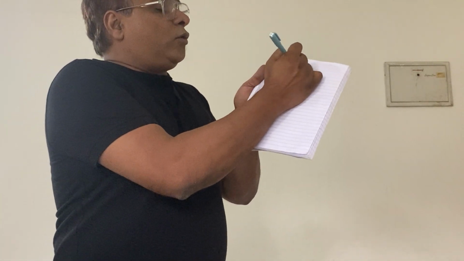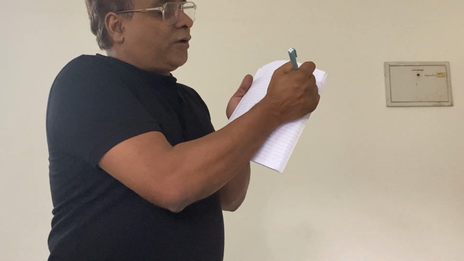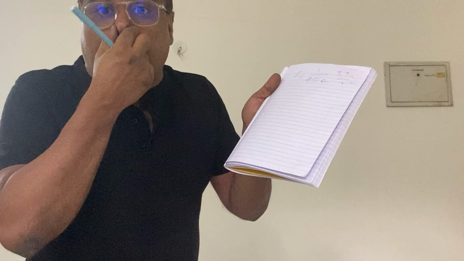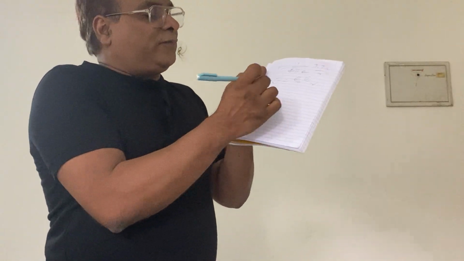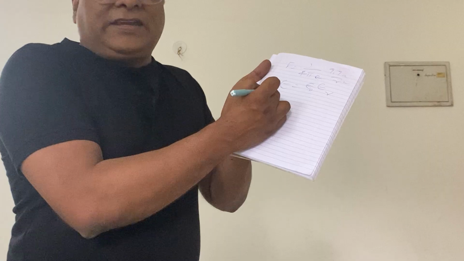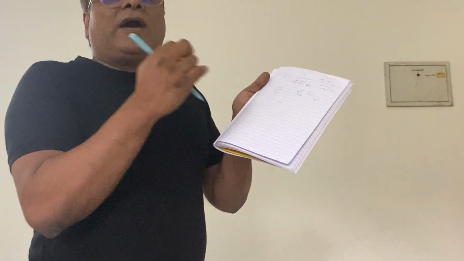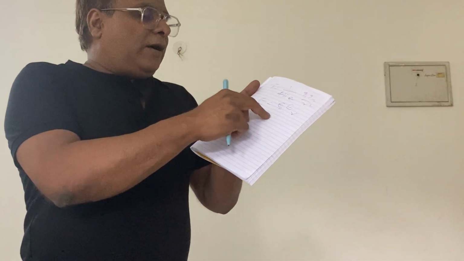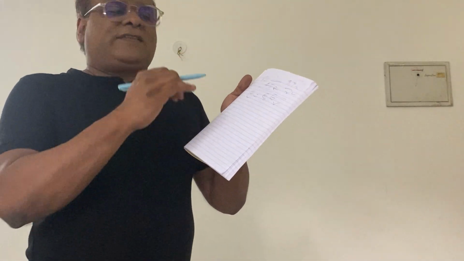That is, F is equal to 1 by 4 pi epsilon into Q1 Q2 by R square. This epsilon is known as the absolute permittivity. Epsilon zero is known as the permittivity of free space. There is another equation, epsilon is equal to epsilon zero into epsilon R, where epsilon is the absolute permittivity, epsilon zero is the permittivity of free space, and epsilon R is the relative permittivity. That is the equation when there is a medium. So this is Coulomb's law.